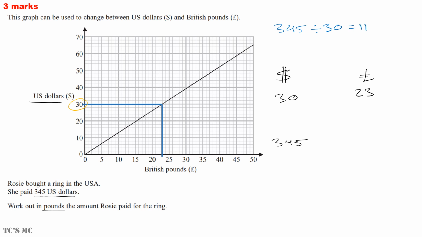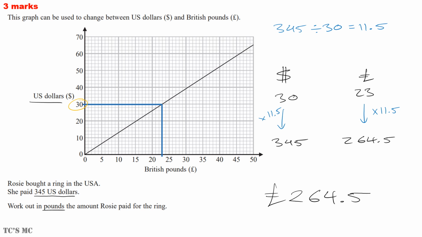I get 11.5. Now I need to multiply 30 by 11.5. I need to do the same over here. And now I have a second mark. That gets me 264.5. So as a final answer, I can say the ring in pounds is £264 and 50 pence. And that would be my third mark.